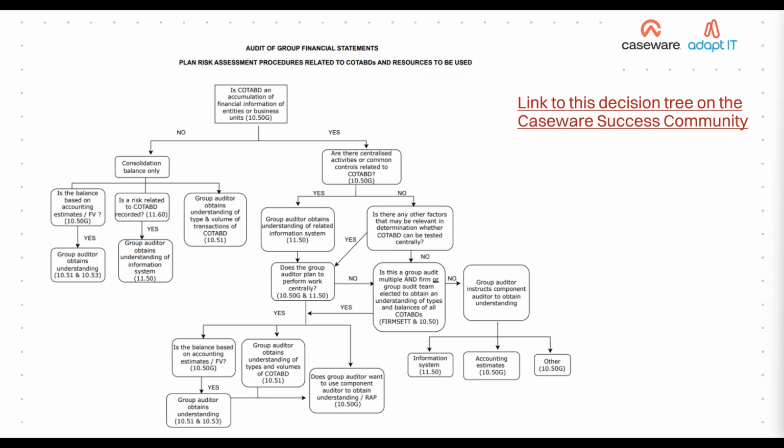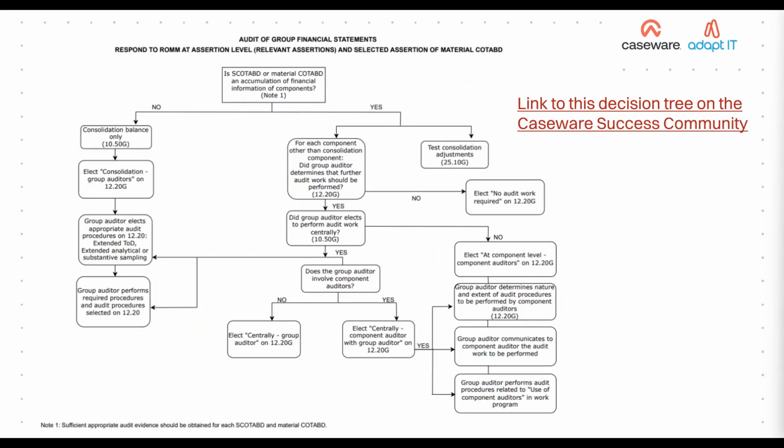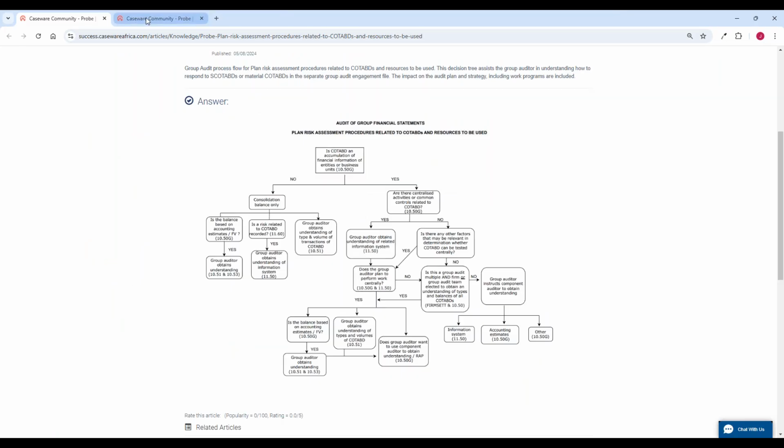The second one then is the decision tree to help you see who and when, how do I respond to the risk of material misstatement at assertion level, and then of course the selected assertion. So in groups, how and where do I respond to this? How does it work? What happens with things like, for example, when the component auditor is going to audit it? What happens in my file and so forth? All right, so again, this is on the success community.